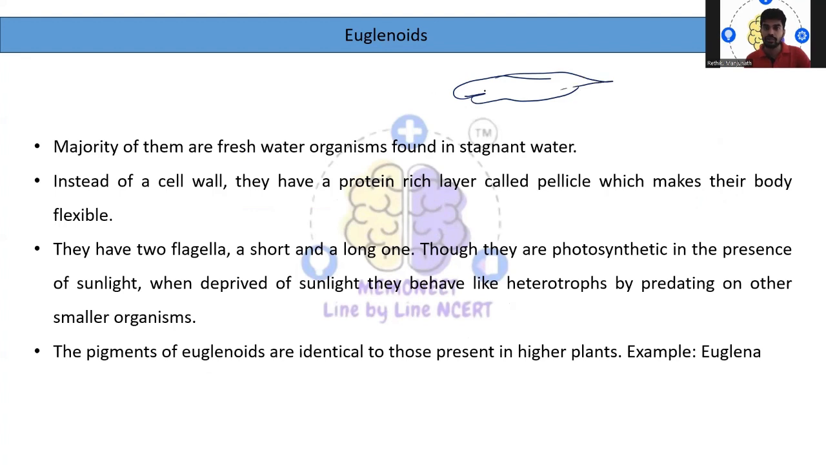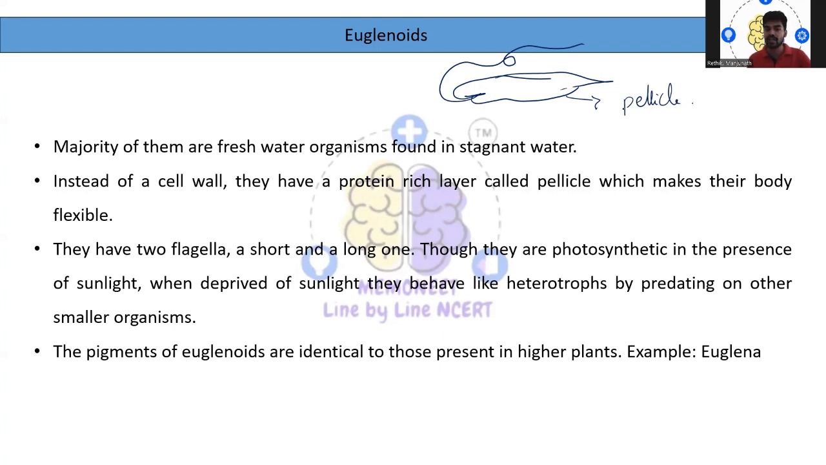Yes. So when I'm talking about the euglenoids, make sure that they are freshwater organisms found in stagnant waters also. Okay. And instead of a cell wall, they have a protein-rich layer that is called the pellicle, which makes their body flexible. And they're somewhat slippery in structure also.